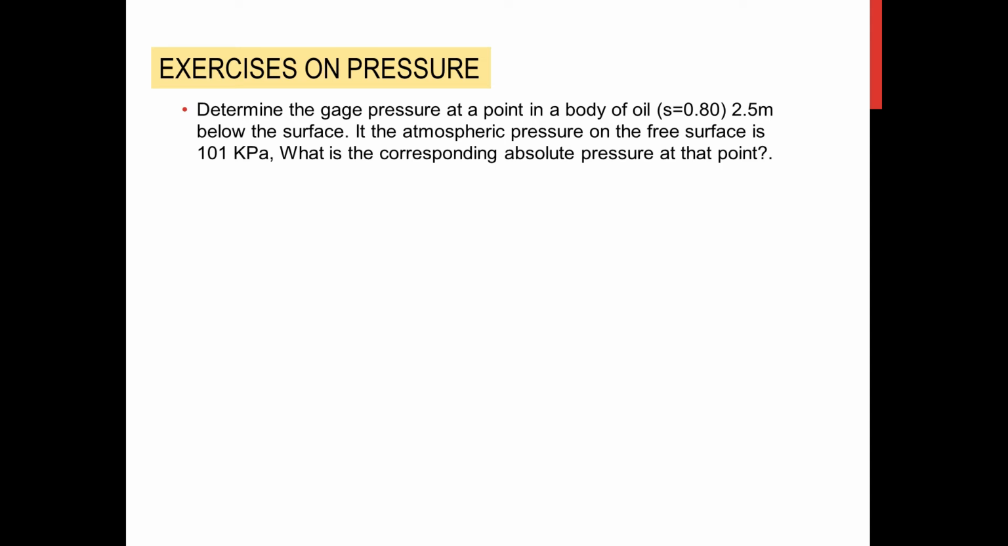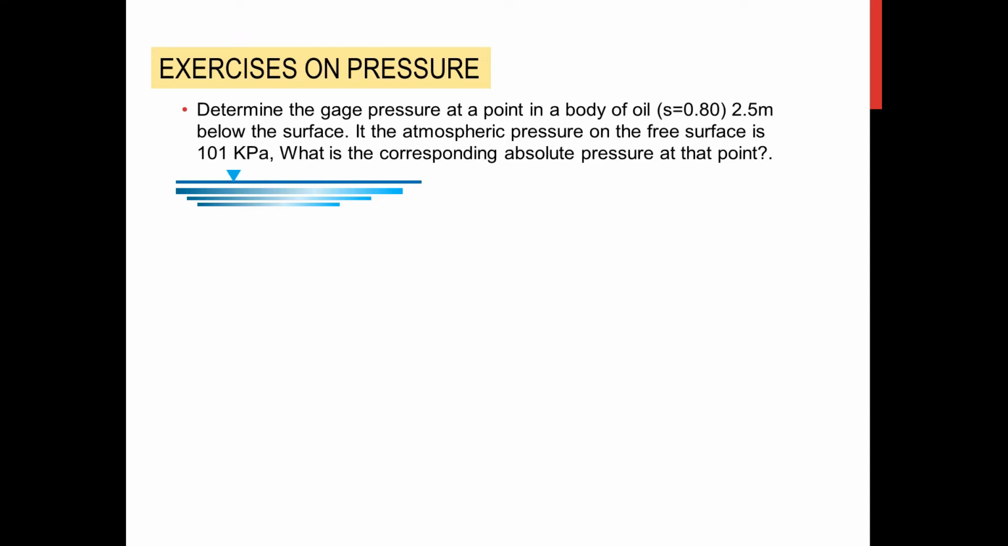So in this example, first we determine the gauge pressure at a point in a body of oil. This body of oil has a specific gravity of 0.8. This point is 2.5 meters below the surface. If the atmospheric pressure on the free surface is 101 kilopascal, what is the corresponding absolute pressure at that point?